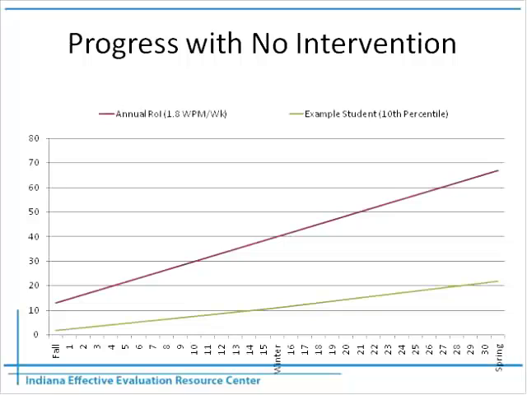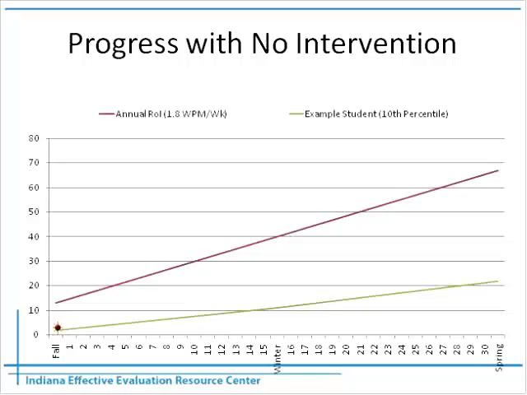This is a graph that's intended to show what would happen for a student who did not receive intensive intervention. This is the benchmark for AIMSweb. So they would start about here and follow the red line trajectory throughout the course of the year. The green line is a student who would be at the 10th percentile and would maintain at the 10th percentile from fall to spring. This is the type of slope that you would see. So you can see where the discrepancy here in the fall is large. Without intervention, it continues to grow larger.